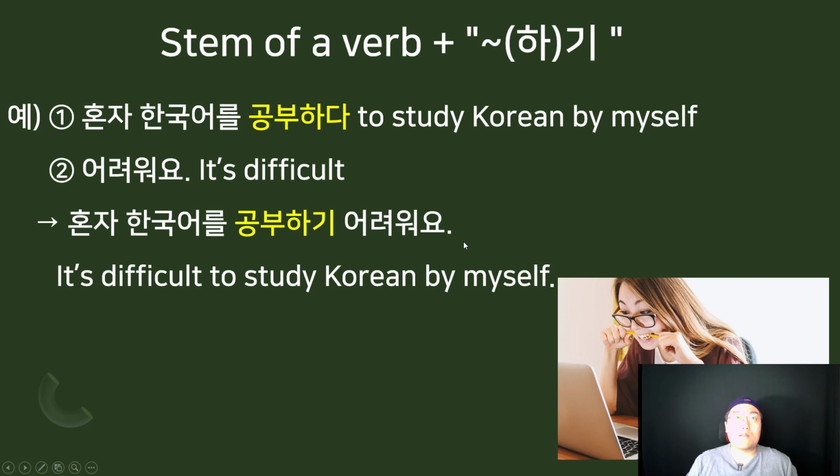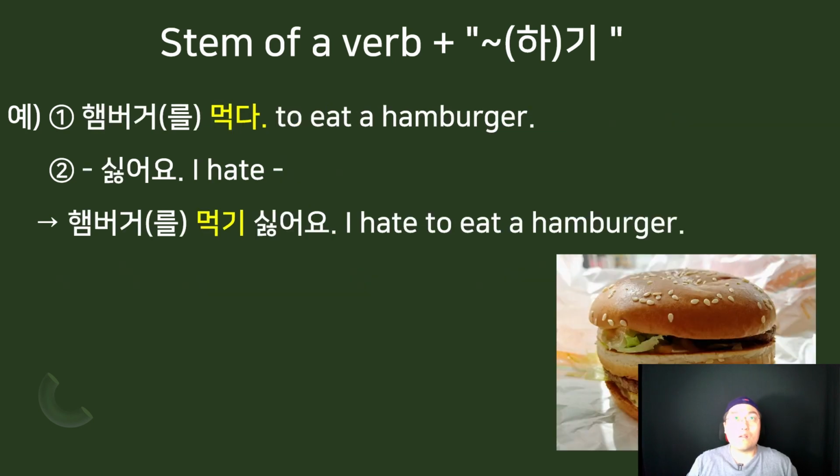Okay, let's take a look at another example here. Number one, hamburger. 햄버거를 먹다 or 햄버거 먹다, to eat a hamburger. Number two, 싫어요, I hate something. So if we put things together, 햄버거를 먹기 싫어요. I hate to eat a hamburger. So 먹다 changed to 먹기.